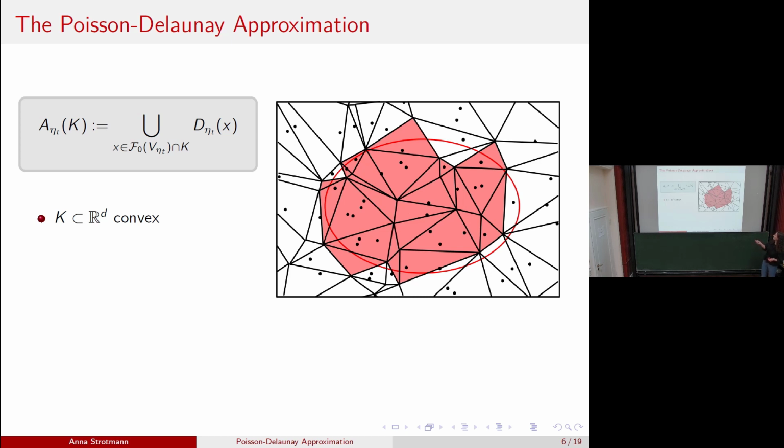So, for example, this cell here belongs to the approximation because the center of the cell lies inside of the ellipse. And for example, this cell here does not belong to the approximation because the center of the cell lies outside of the convex set K.